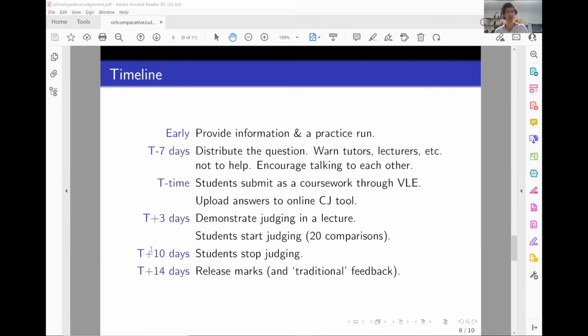The rough timeline I have used is that I provide information and a practice run of this procedure very early on in a semester. A week beforehand, I distribute the question. I warn tutors and lecturers not to help too much, but I do encourage students to talk to each other. We then have them uploading their coursework through a VLE. I upload answers to the online comparative judgment tool, give a demonstration of how it works, and then within a couple of weeks I can give marks and traditional feedback on common errors and so on.